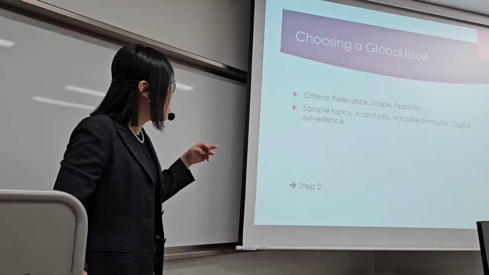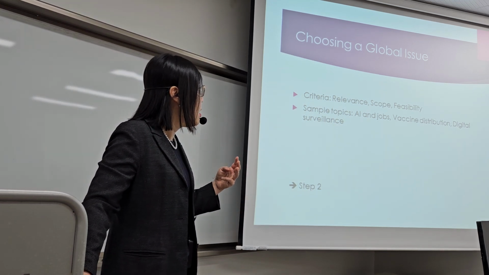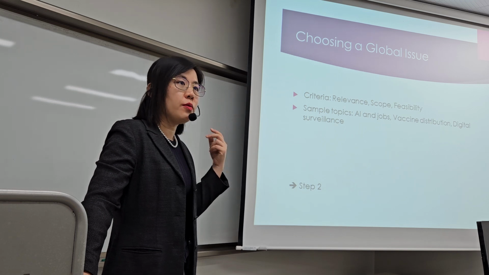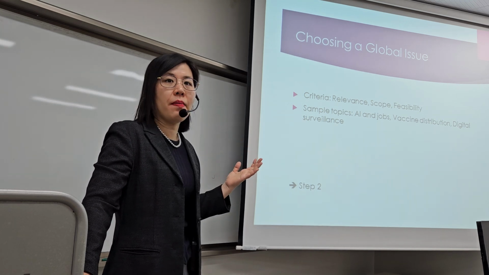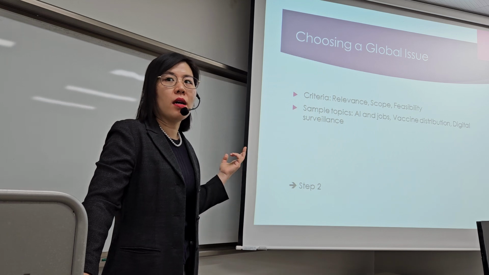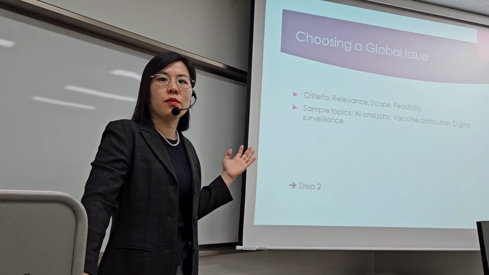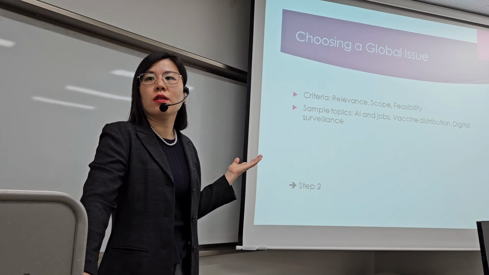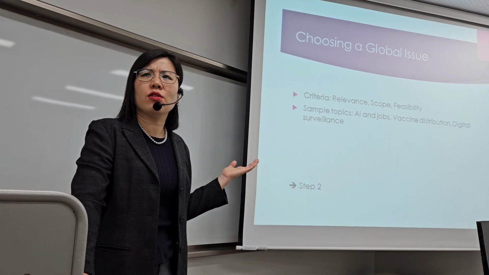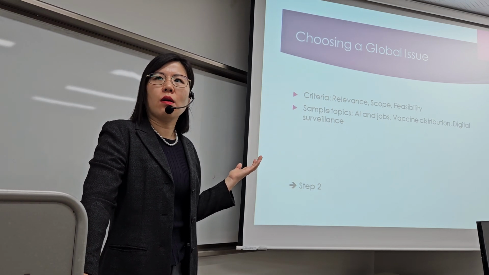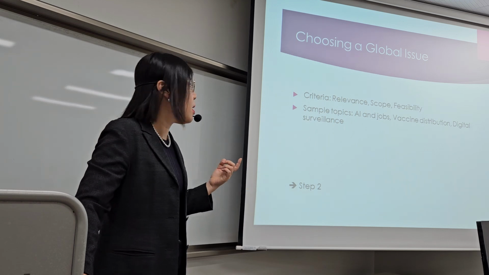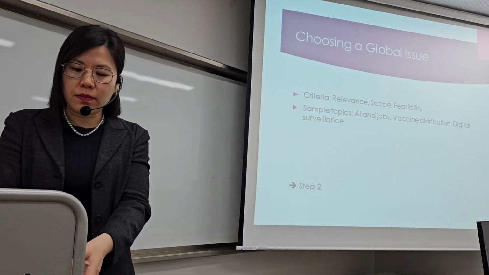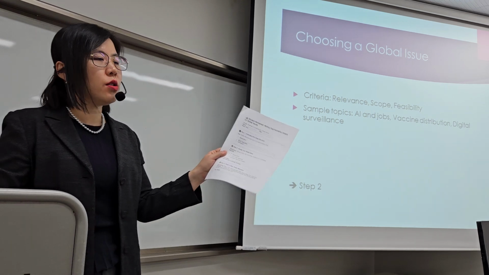All right. So these are the 3 different criteria that you have to think about when you choose a topic. And I just listed really popular sample topics for global issues, but you don't have to choose one of them. You can just come up with your own. Like if you're into the game industry, or any of the topics that interest you, you can come up with it. So let's go to step 2 on the student worksheet.